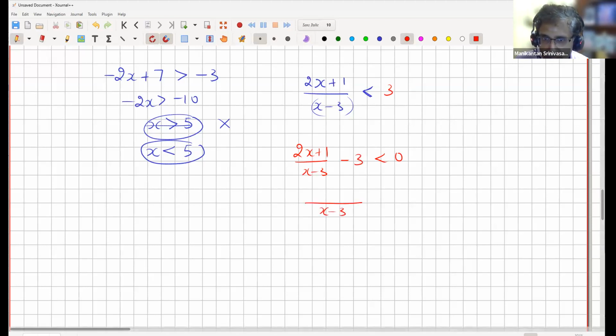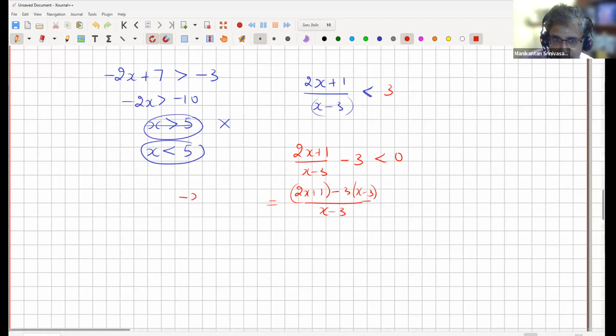So I'll do 2x plus 1 minus 3 times (x minus 3). So the numerator becomes how much? 2x minus 3x, which is minus x. And then plus 1 plus 9, which is plus 10. Please stop me here. If I'm doing some silly mistake, please watch out and just call me out. Okay, minus x plus 10 upon x minus 3.